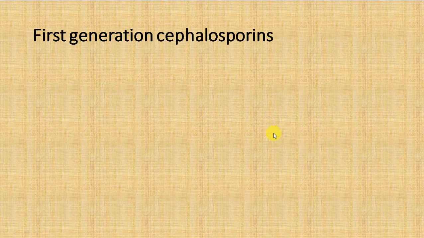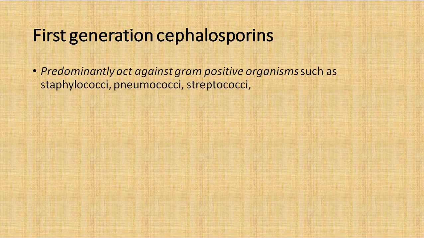Let's move ahead to the classification of the cephalosporins. So let's see the first generation cephalosporins. Cephalosporins are divided into several generations: first, second, third, fourth. So let's move to the first generation cephalosporins.